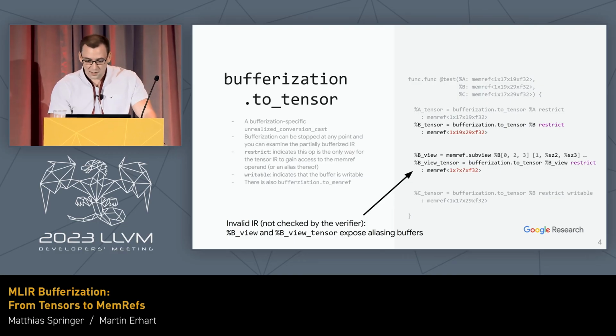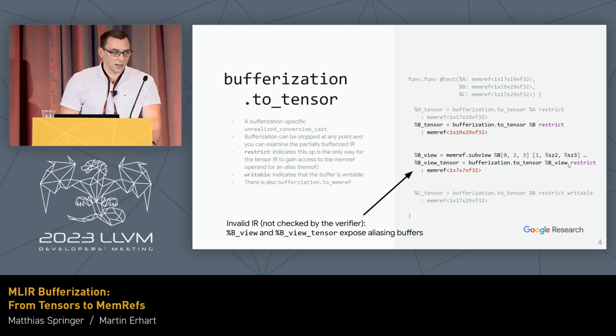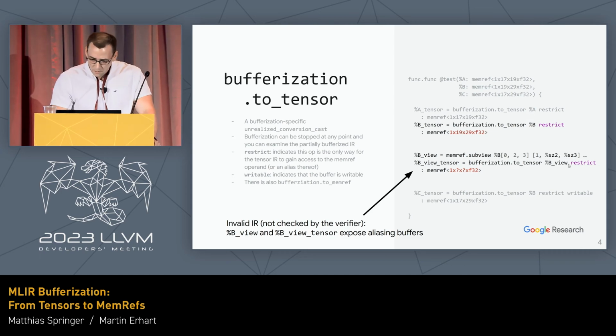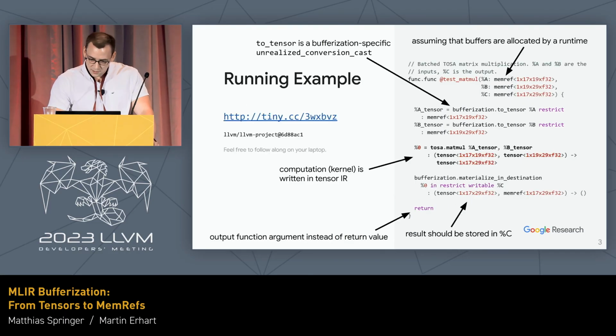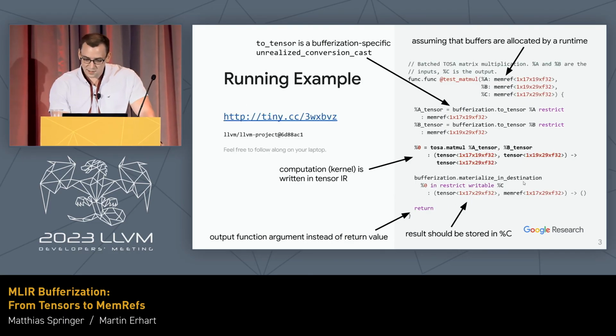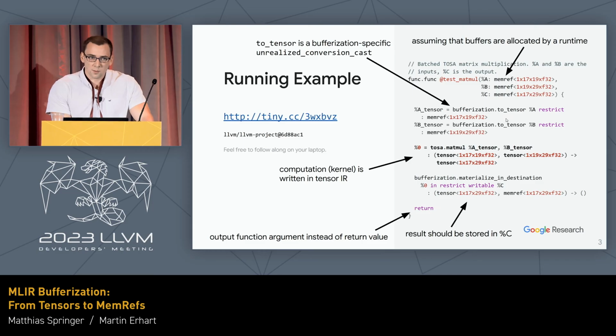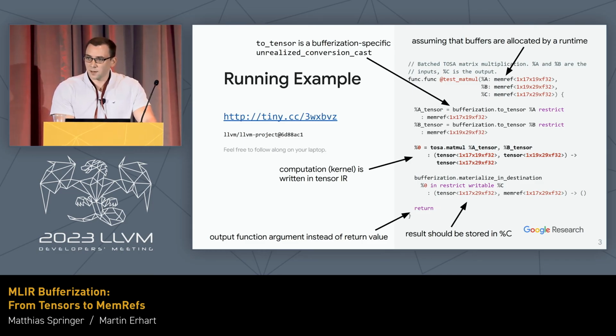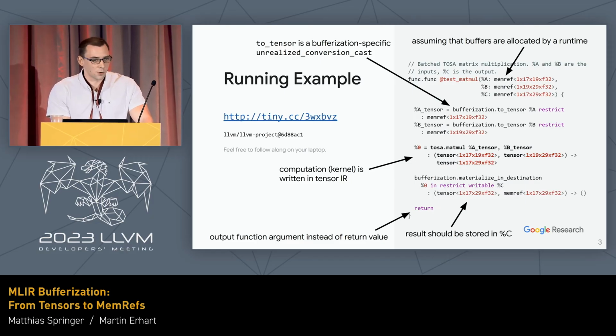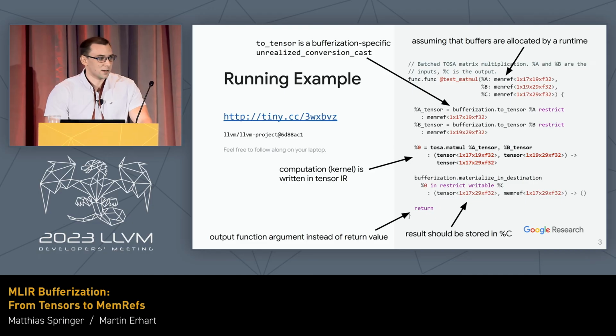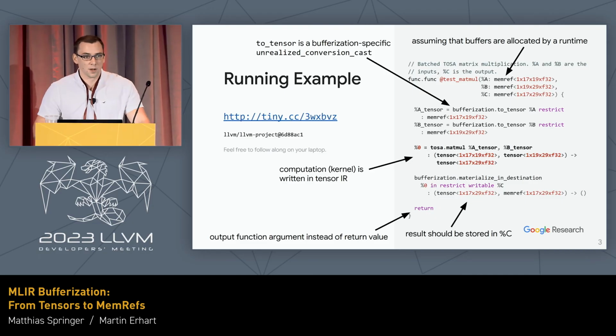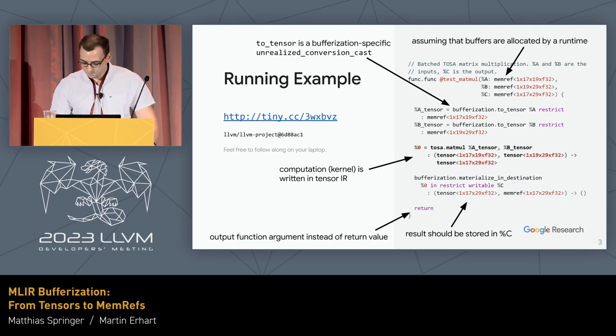So in this example, that's clearly violated because we have a subview of %b and it's also passed to a bufferization to tensor with a restrict keyword. So this may miscompile. Maybe one more word about this. These ops that you see here, bufferization materialize in destination, and to tensor, some compilers have their own variants of these ops. For example, in the IREE compiler, there are these flow dispatch tensor load and flow dispatch tensor store ops, which basically do the exact same thing. They just don't operate on MemRefs, but they have their own buffer types at the boundary.